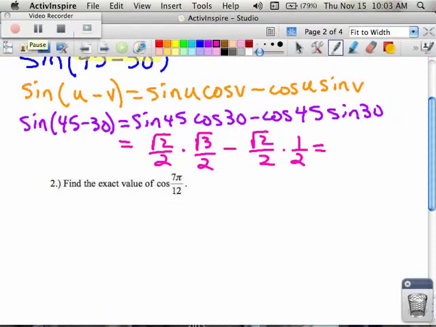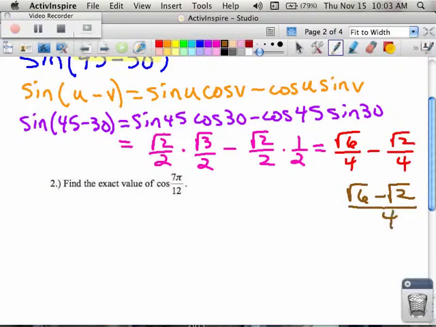If I put these things together, what I see is, in the left-hand side, I have the square root of 6, because 2 times 3 is 6, all over 4. And then square root of 2 times 1 is the square root of 2, all over 4. And if I were to simplify that and put it as all one fraction, I would write it as the square root of 6 minus the square root of 2, all over 4. And that cannot be simplified any further.